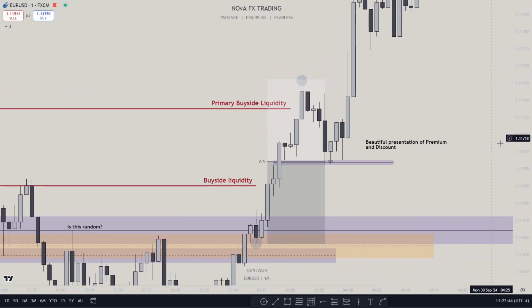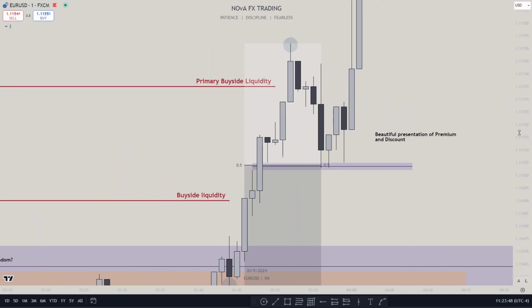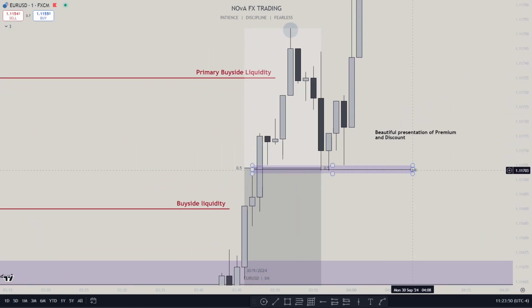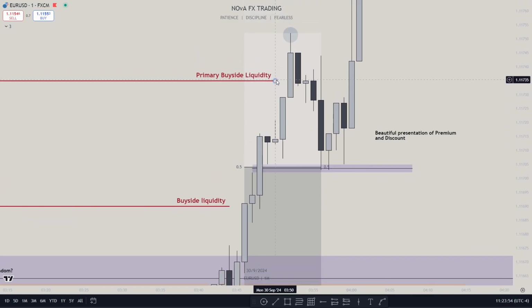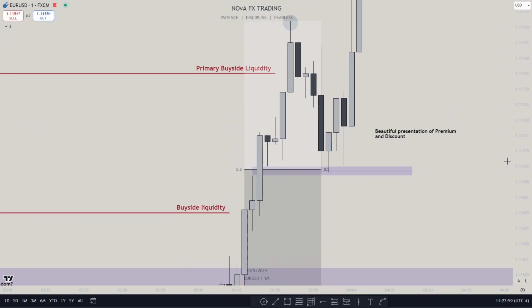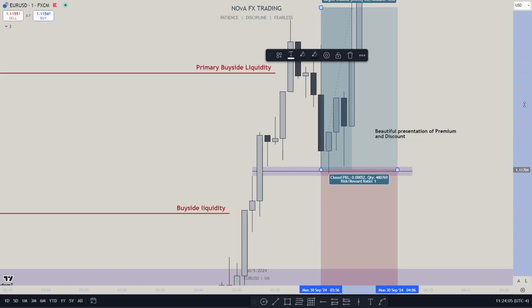That's why I wrote a beautiful presentation of premium and discount, because you can make another buy here, since there is another fair value gap there. After taking a liquidity, it's going to come down to a discount, and at the first fair value gap in the discount we're going to buy here.